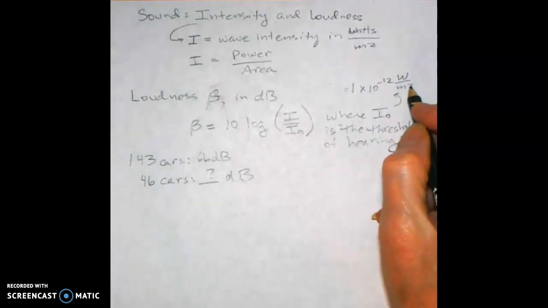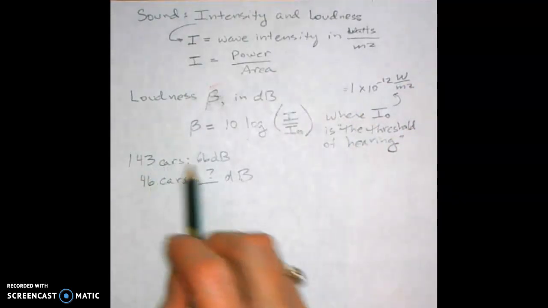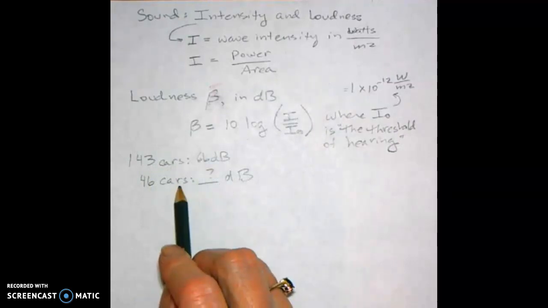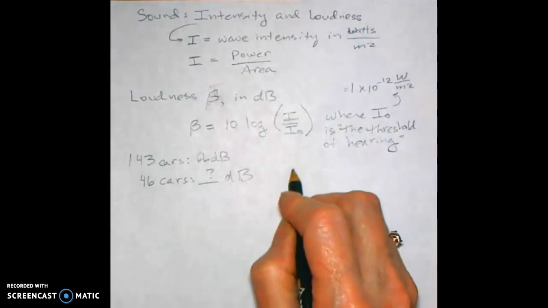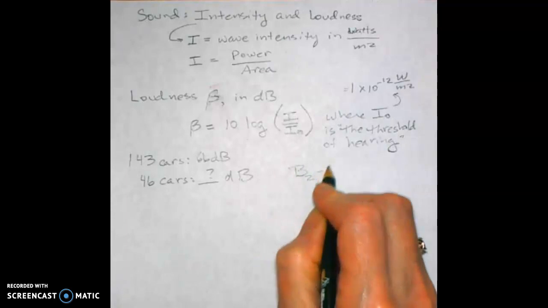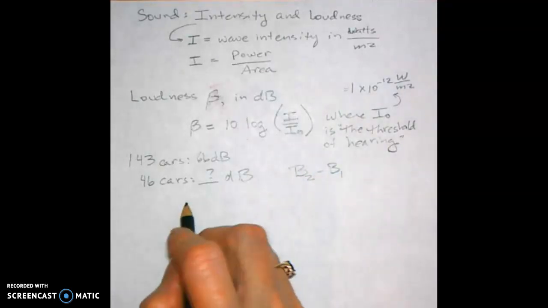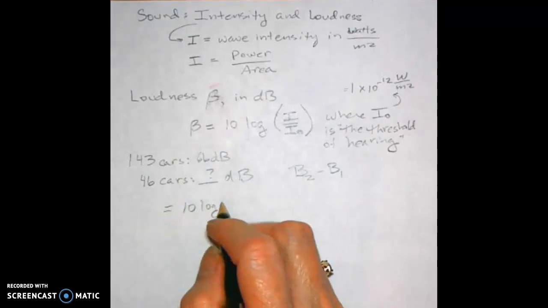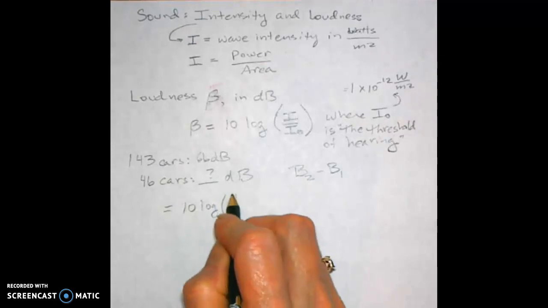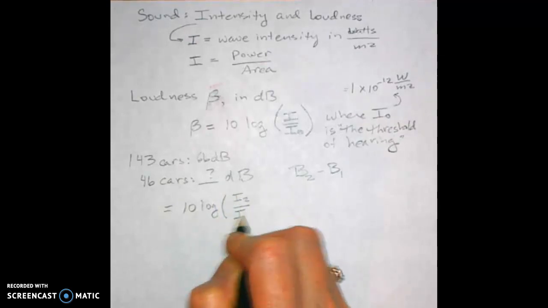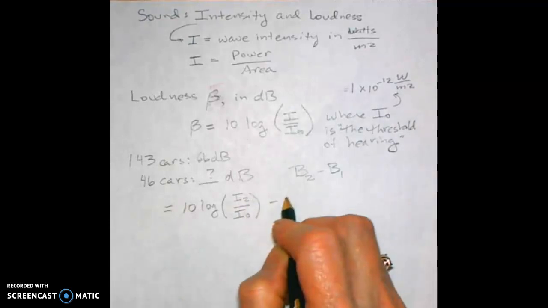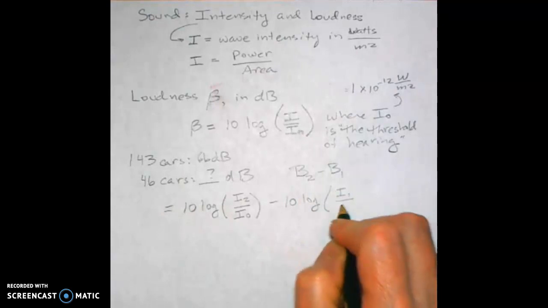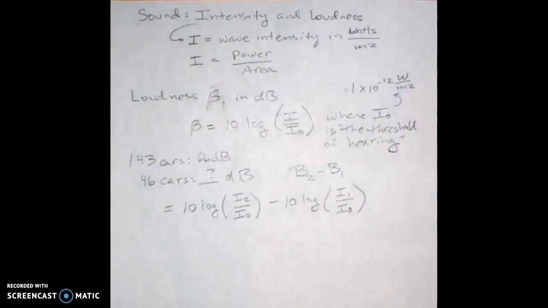Now, what we had was 143 cars. That gave us a decibel level of 66 decibels. So the question is, how does that change when we drop to 46? What we're interested in is what I'm going to call beta 2 minus beta 1. So that's going to be equal to 10 times, because we want decibels, not bels, 10 times the base 10 log of the second intensity over the threshold of hearing, minus 10 base 10 log of the other intensity divided by that minimum threshold of hearing.